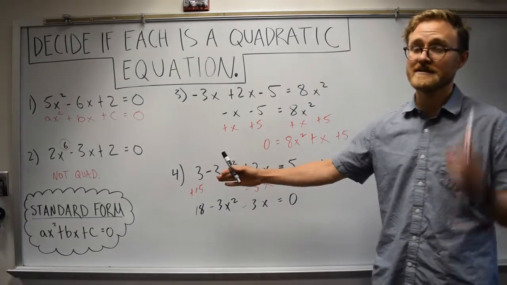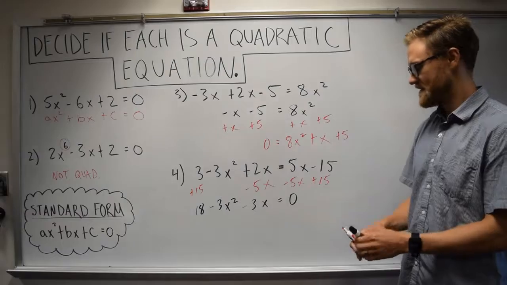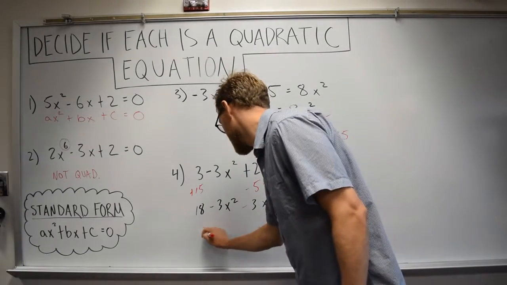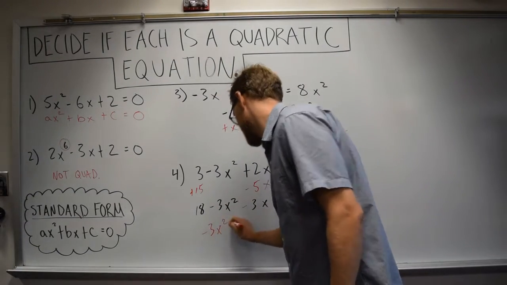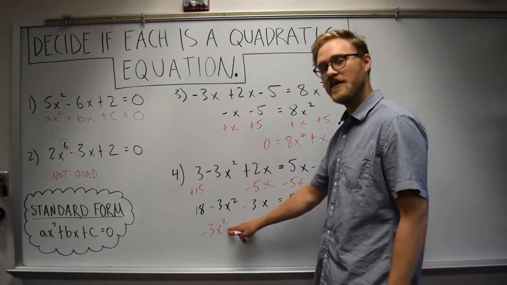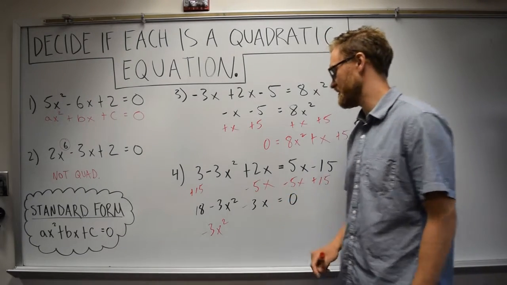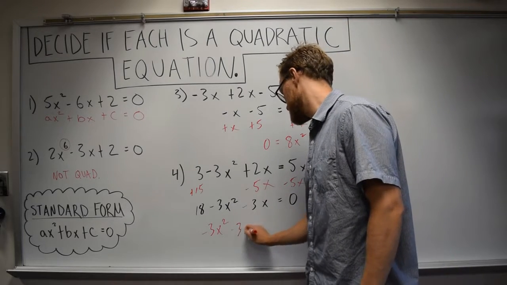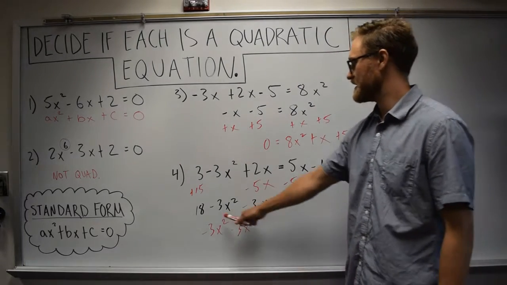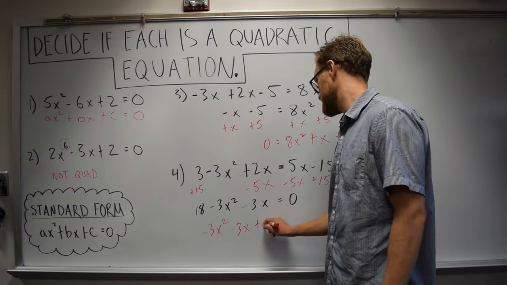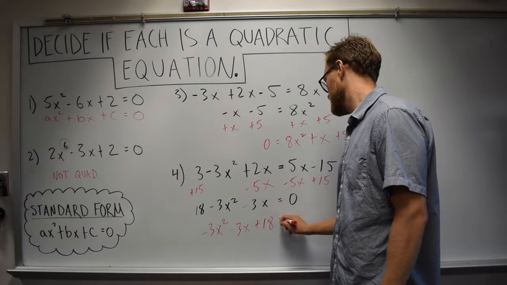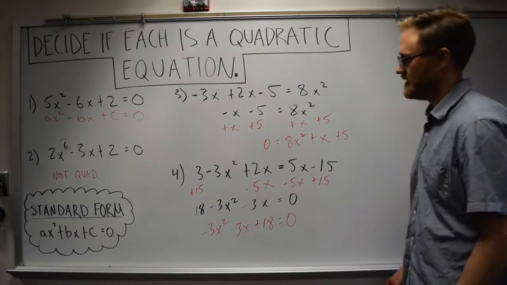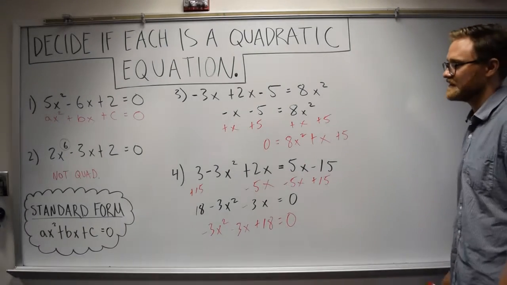I'm just going to rewrite it in standard form for practice. So I end up with negative 3x squared. That's my degree 2 term, or my squared term, so I'm writing that first. Then I'm going to write my linear term, negative 3x, and then my constant plus 18 equals 0. And I'm all set. So that's a quadratic. All right?